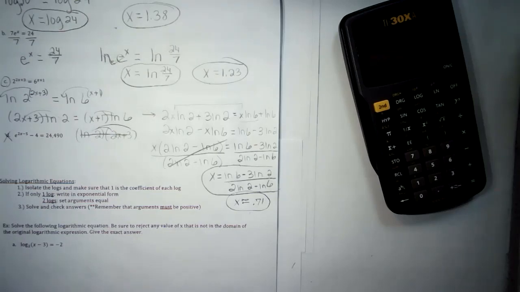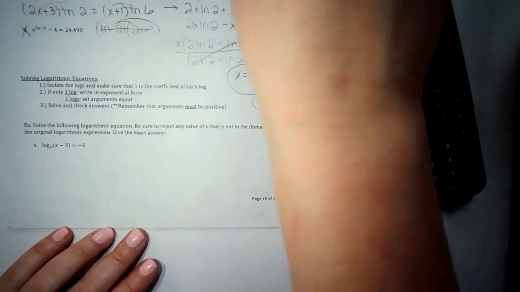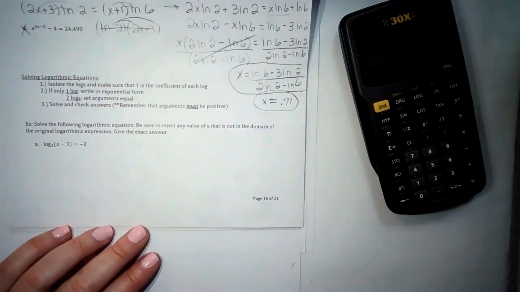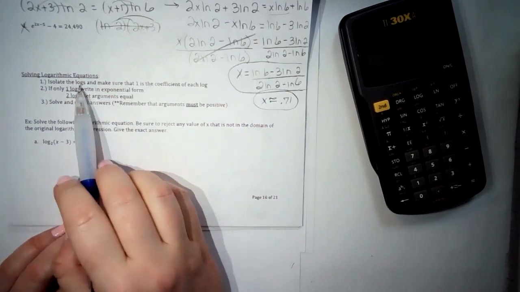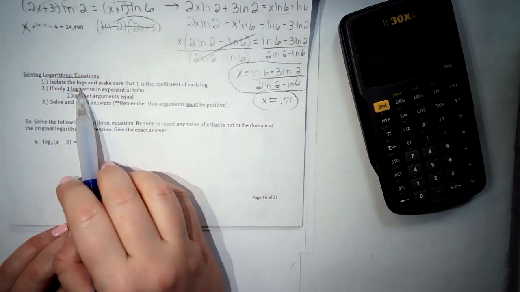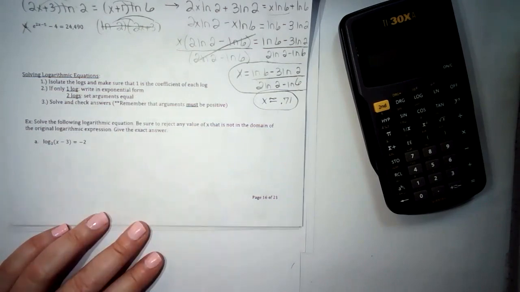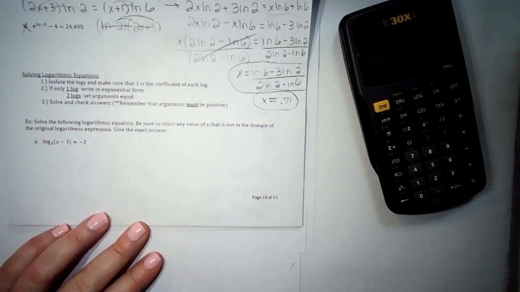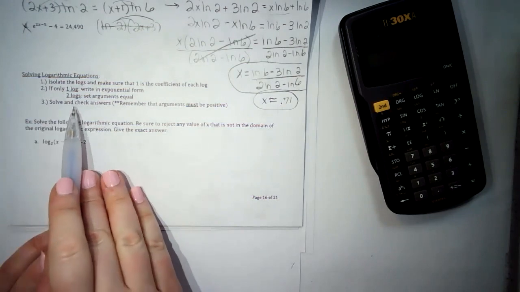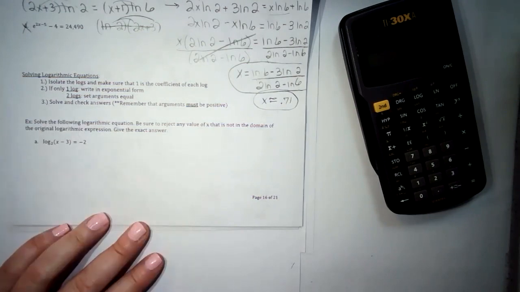Okay. All right. Let's talk about log equations because they are so much easier. You already know how to solve log equations. First thing we want to do is isolate our log, coefficient of 1. Then, if you only have one log, put it in exponential form and solve it. You guys already did that. We did examples like that. If you have 2 logs, you get to cancel them out and make your arguments equal and solve.